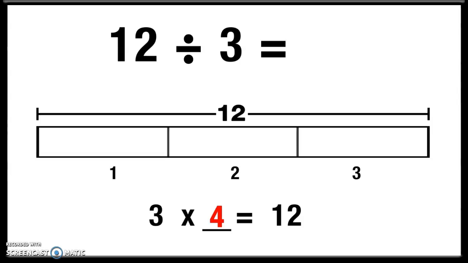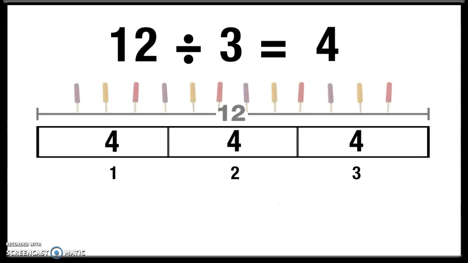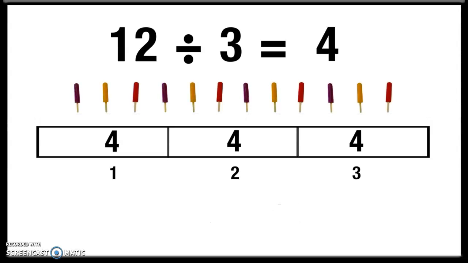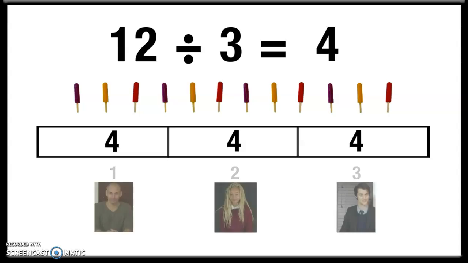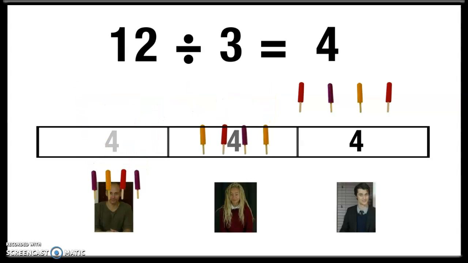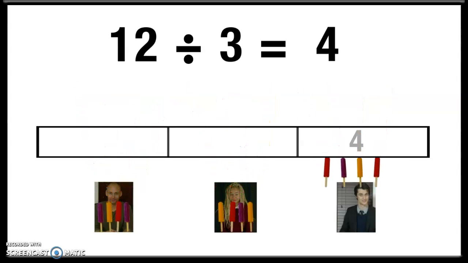I know I should put 4 in each part of my bar. 12 divided by 3 equals 4. I know I'm right because 3 times 4 equals 12. The 12 popsicles are divided equally among 3 people. Each person gets 4 popsicles.